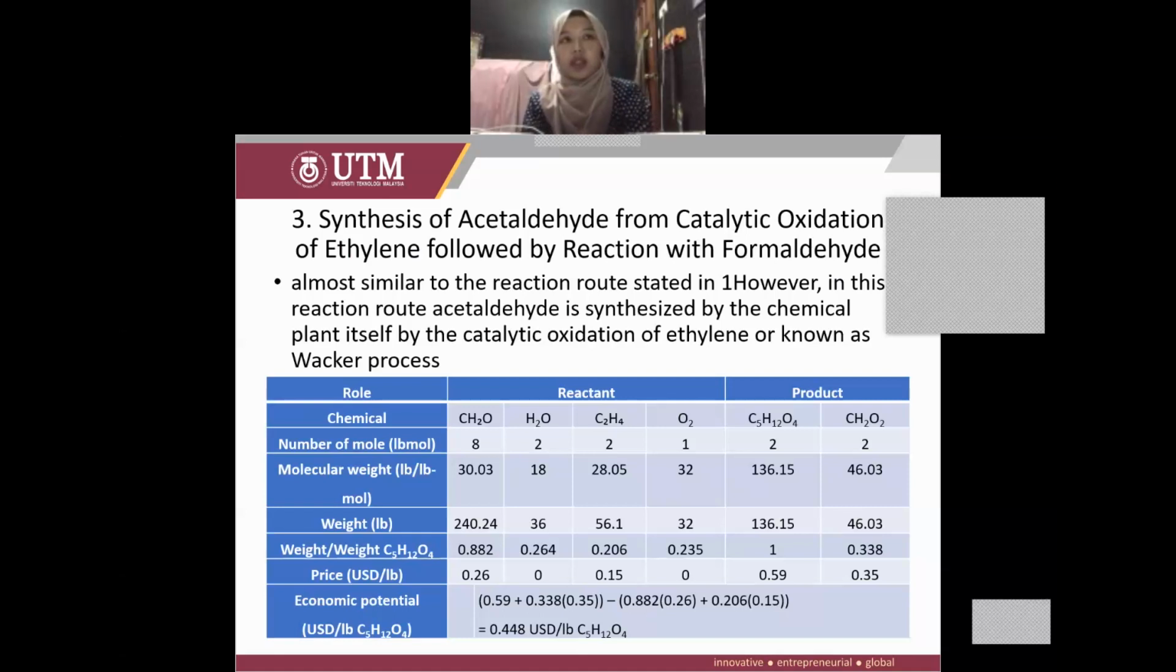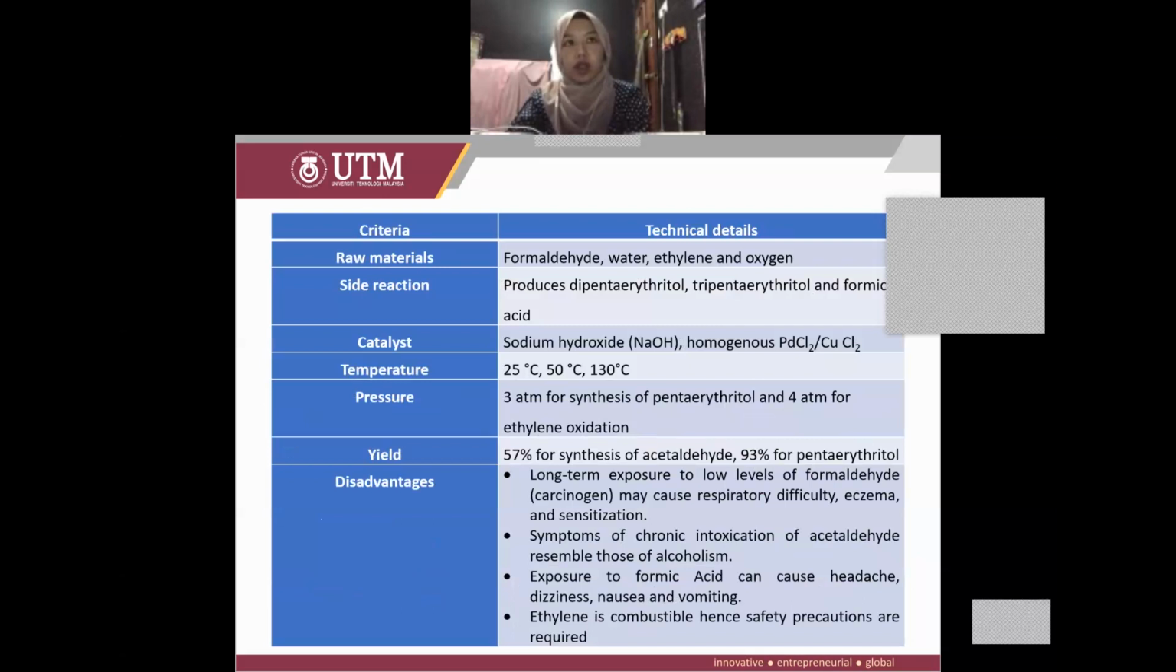So the third reaction is the synthesis of acetaldehyde from catalytic oxidation of ethylene, followed by reaction with formaldehyde. This reaction is also similar to reaction 1, but the acetaldehyde is synthesized by catalytic oxidation, also known as Wacker process, and the economic potential is 0.448 US dollar per pound pentaerythritol. So this is the operating condition and also the disadvantages, which is also quite similar to the first reaction, but it is exposed to ethylene. Next.